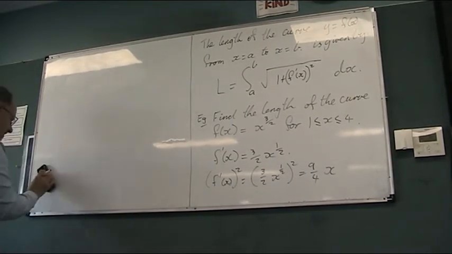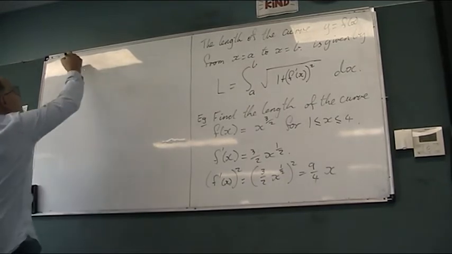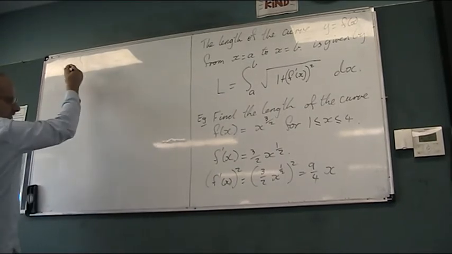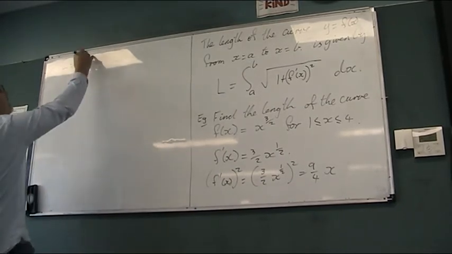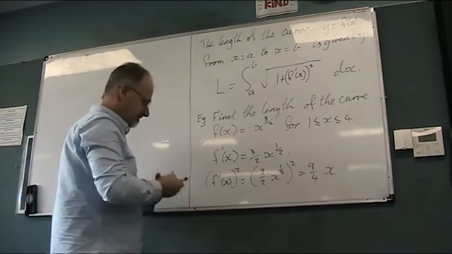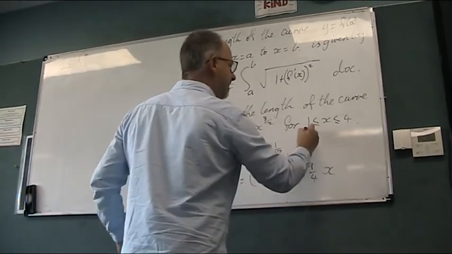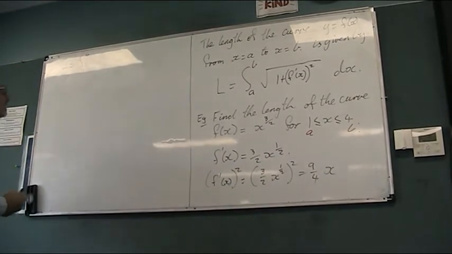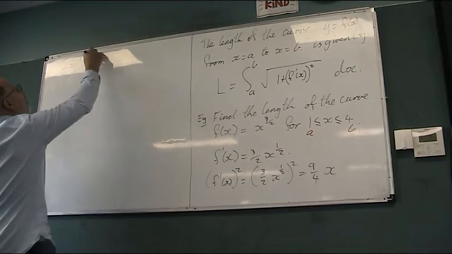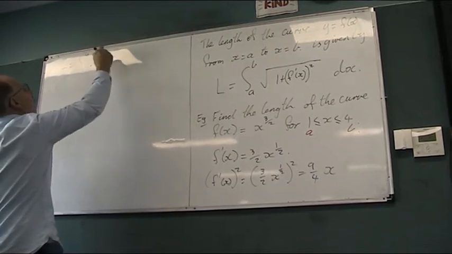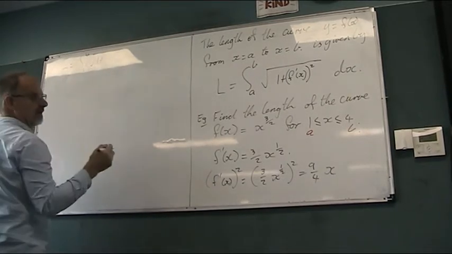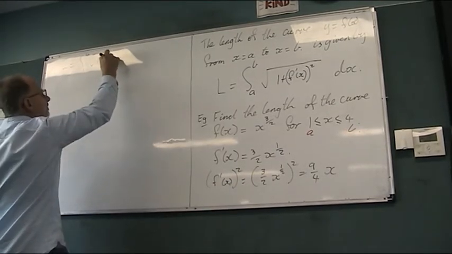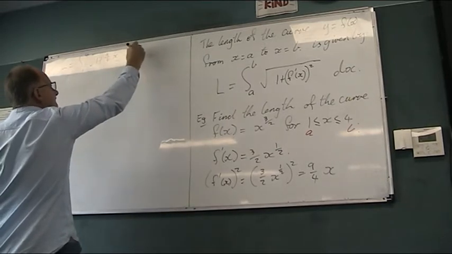So then, our length would be, according to the length formula, from 1 to 4. So these are our a and our b. From 1 to 4 of the square root of 1 plus function of x squared, we've already got that, 9 over 4 x, dx.